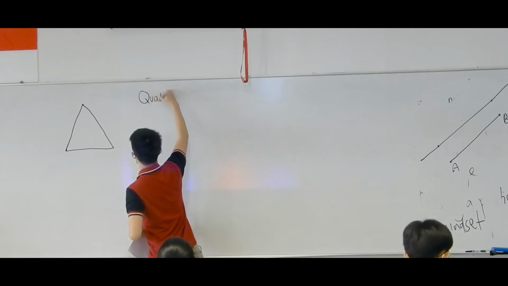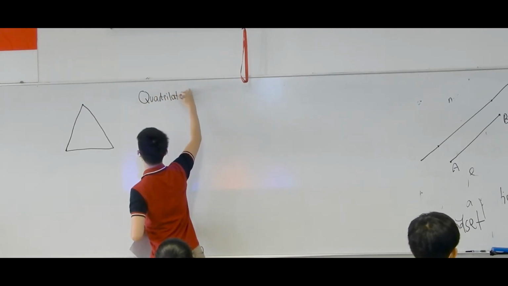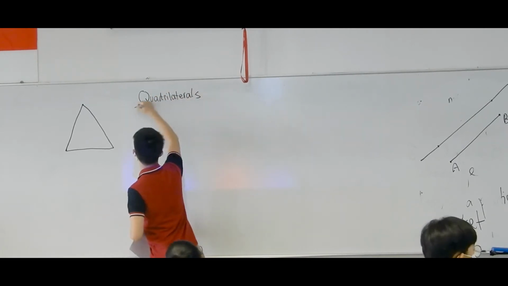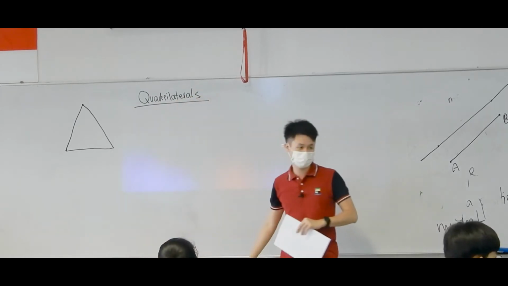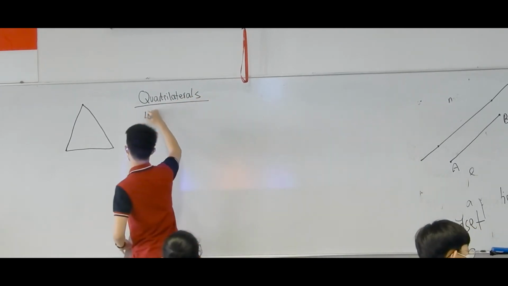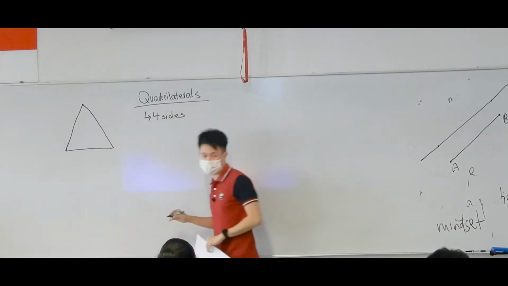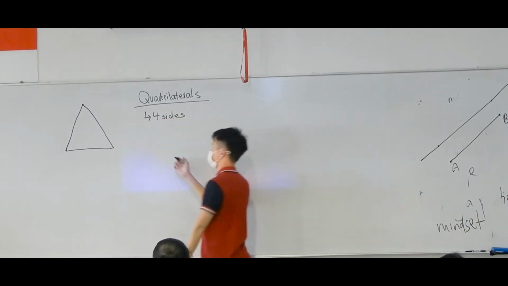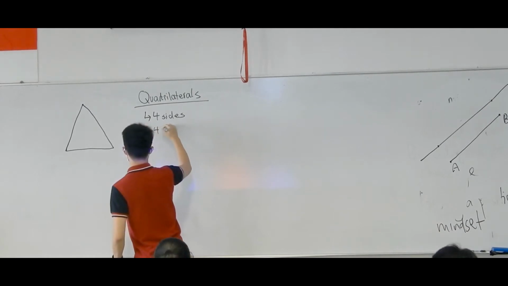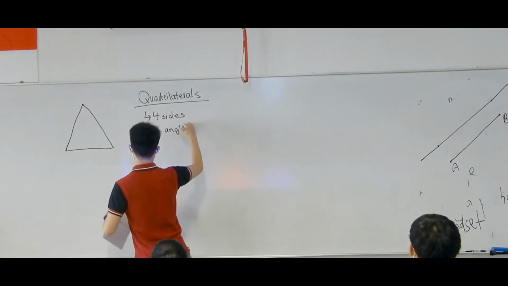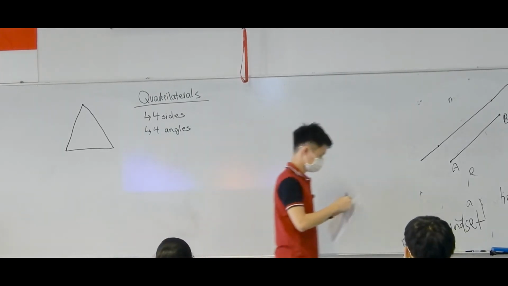Quadrilaterals are shapes with how many sides? 4 sides. And how many angles do they have? 4 angles. Very simple. Okay, so can you all name me some special quadrilaterals?